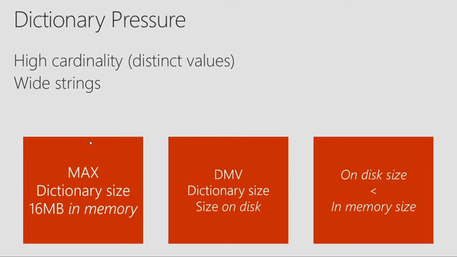Dictionary pressure is the other thing that we talked about briefly earlier. Again, if you have high cardinality, we have a max dictionary size of 16 megs in memory, and that can't be changed. That's not something that users can go look at and decide, I'm going to bump this up and change the value of that. So that's kind of fixed. We're looking at potentially making that higher, but for now, if you exceed the size, you will see a trim reason that says dictionary pressure.